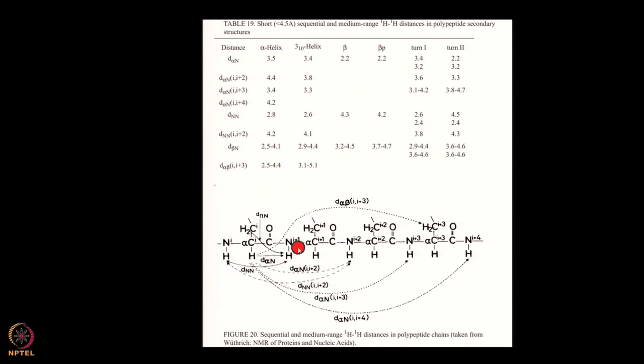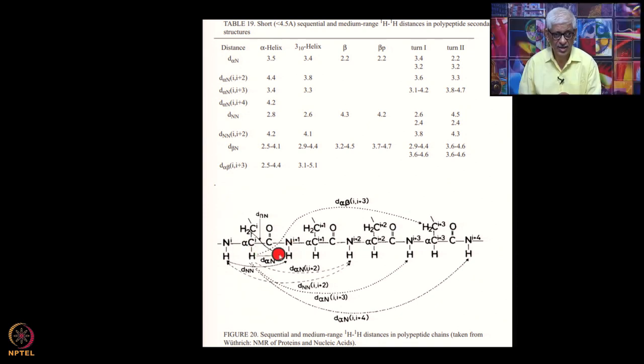From the NH, we also see the NH to the NH of the previous residue, indicated as d NN. Then you have NH to the beta protons, indicated as d beta N. So d beta N, d alpha N and d NN are the near neighbor, sequential interactions, to the immediately adjacent residue. Notice you only see the previous residue, not the right side. So from i plus 1 to i only, which provides you a directionality.